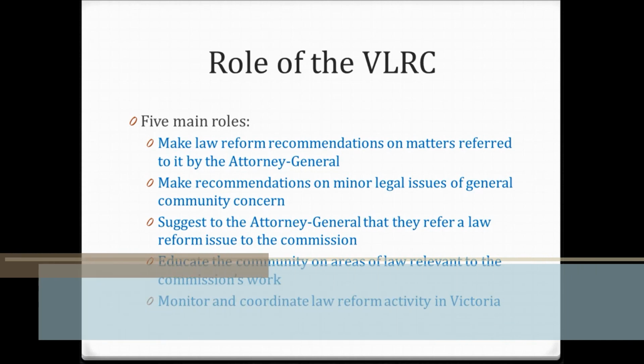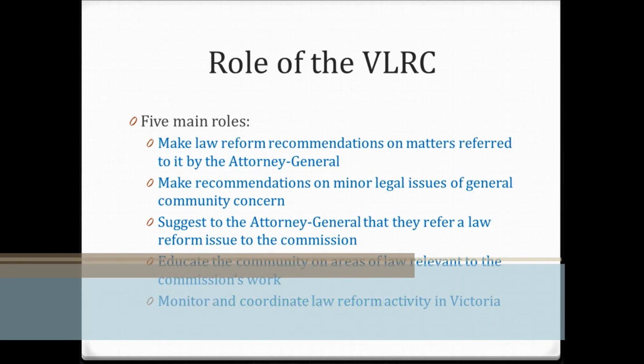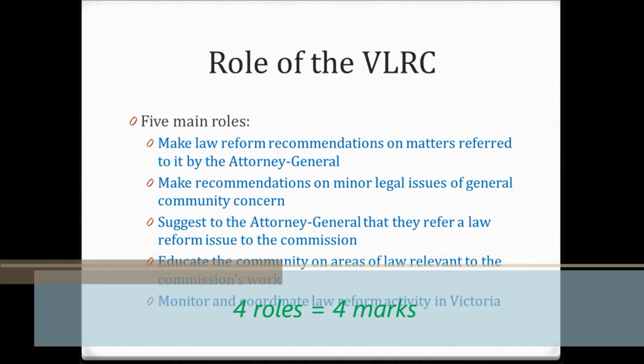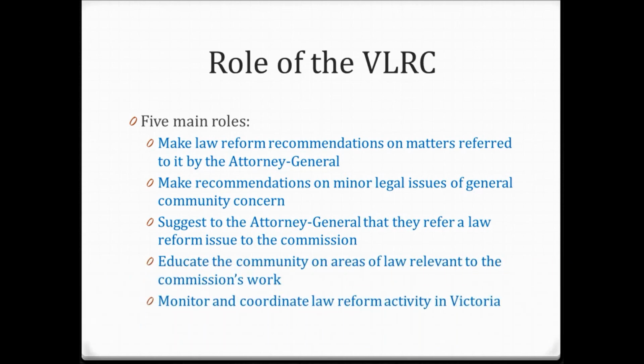For each of those roles, in an exam type question, you could expect to get 1 mark for each. So if you did get a question that was role of the VLRC for 4 marks, then you really need to provide 4 roles for 4 marks. Or if it was 2 roles, then you could probably just give the 2 roles.